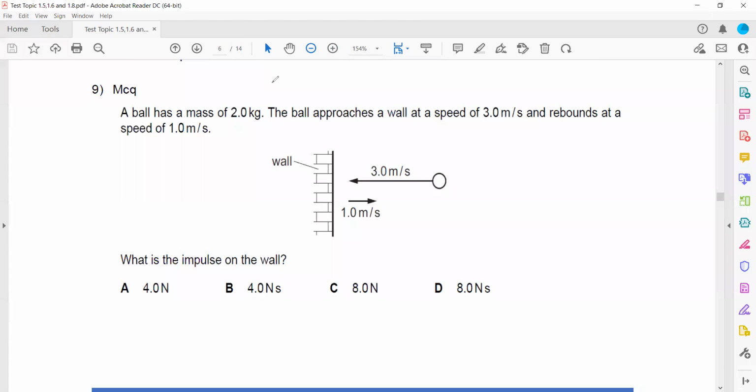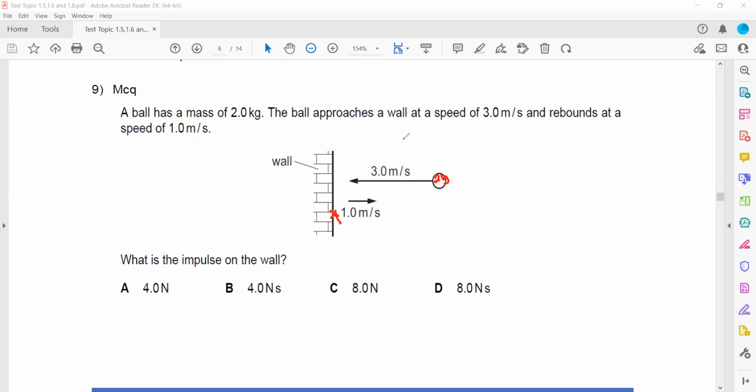The mass of a ball is 2 kilogram. It approaches with a speed of 3 and it rebounds. If one of the velocities we take negative, the other one should be positive, because velocity is a vector quantity. You can calculate either the momentum or the velocity. The mass is 2 here, and here also the mass is 2.